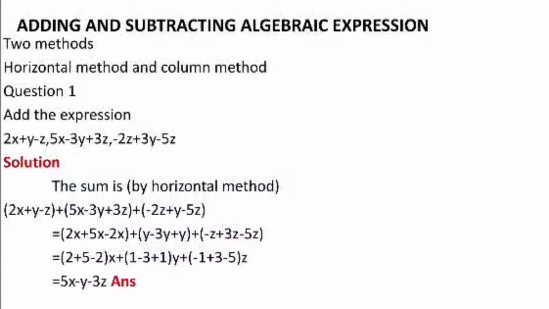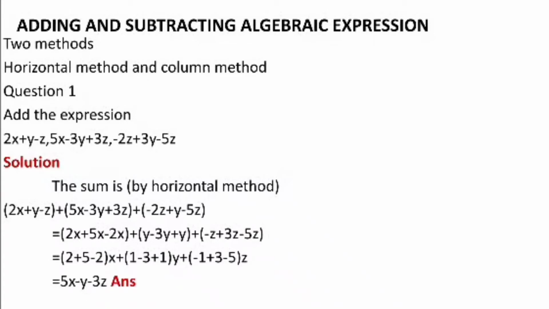And in the column method, each expression is arranged in ascending or descending powers of the variable, and then we write the other expressions below that in such a way that all the like terms of all the expressions appear exactly below the corresponding terms. After that, we can add or subtract the similar monomials.